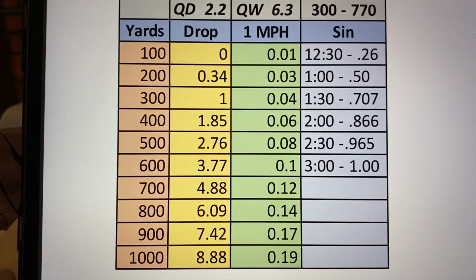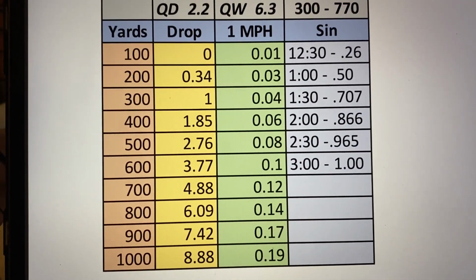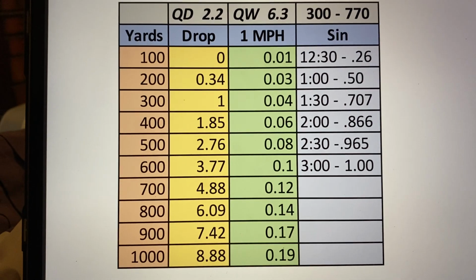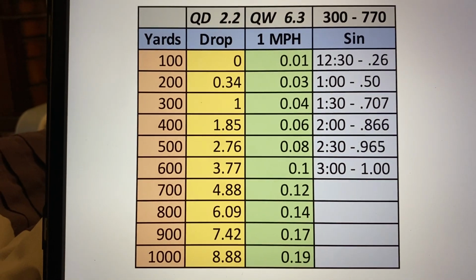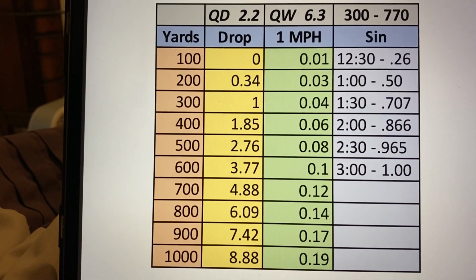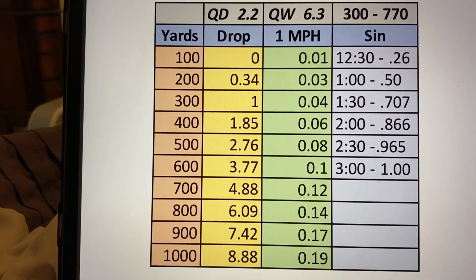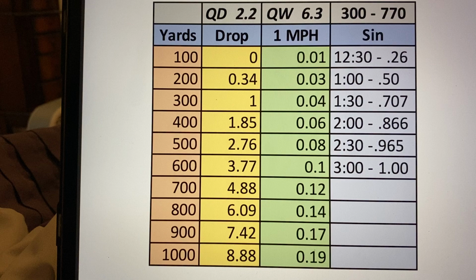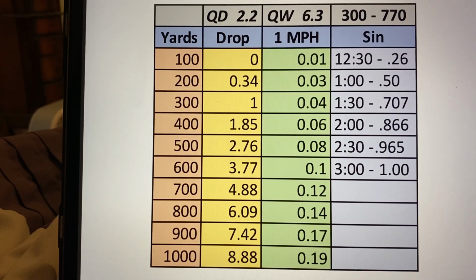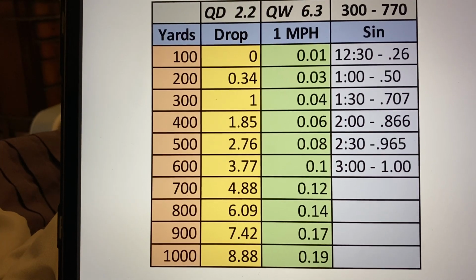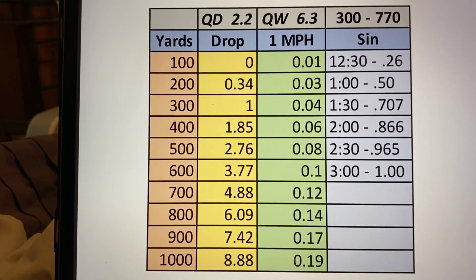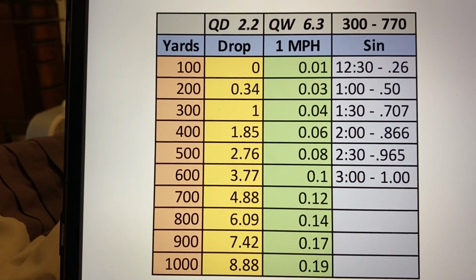And then let's say 500 yards. Let's say we have a 3 mile an hour wind. Let's say it's a full value, 3 mile an hour wind at 500 yards. We take 0.08 and multiply that by 3. So that would give us 8, 16, 24, so 0.24 mil hold. That's going to work all the way up at any range.